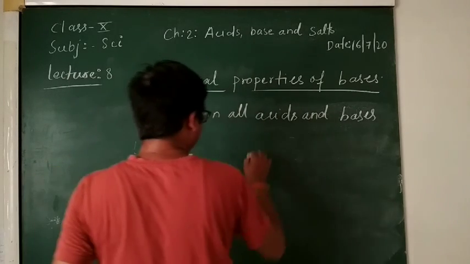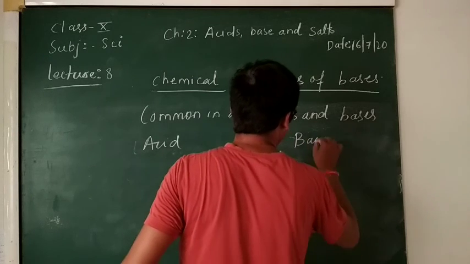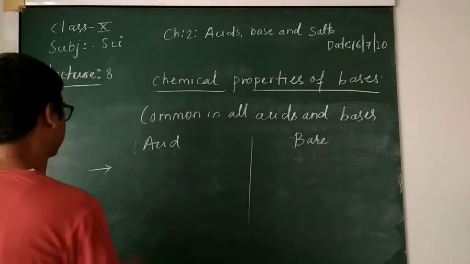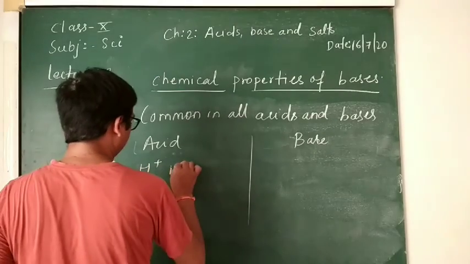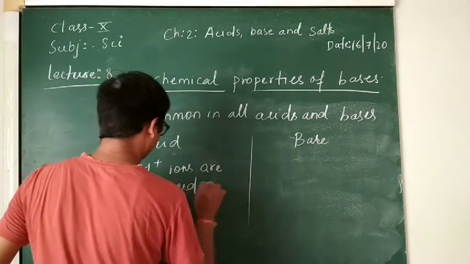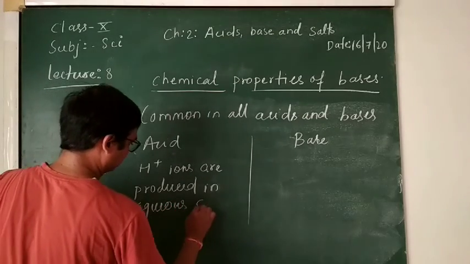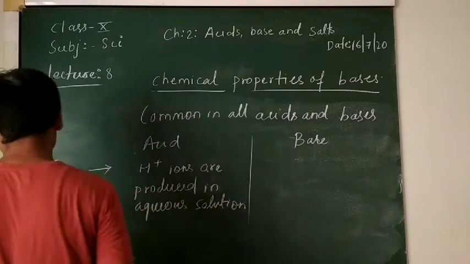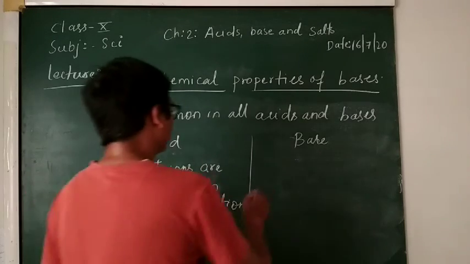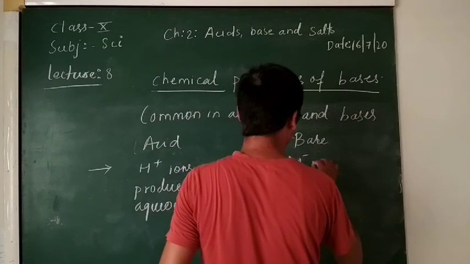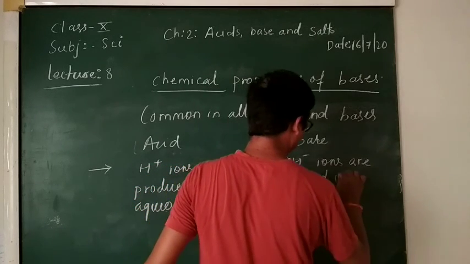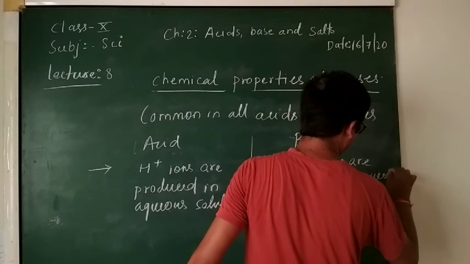One side we can take acid and on the other side we can take base. So first, acids produce H plus ions in aqueous solution. Okay. In a similar way, while all the acids produce H plus ions in aqueous solution, bases produce OH minus ions in aqueous solution.